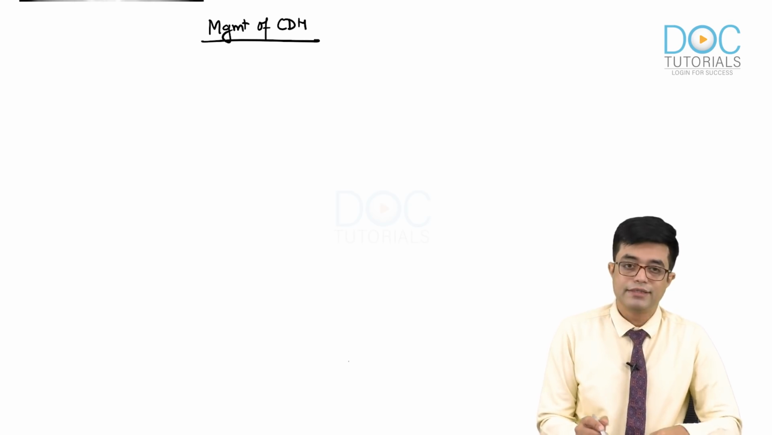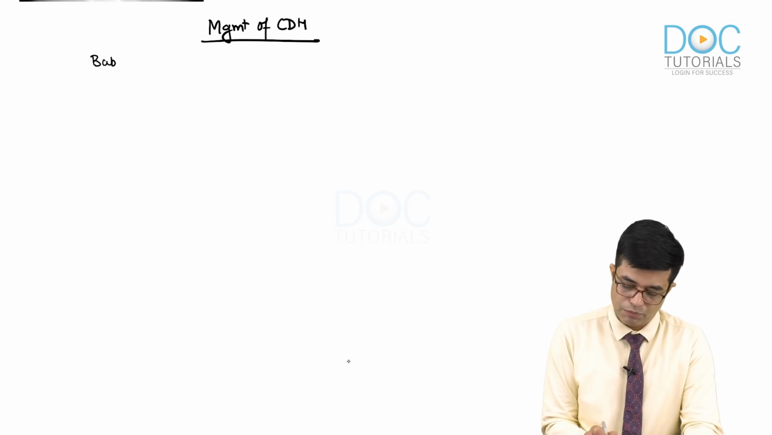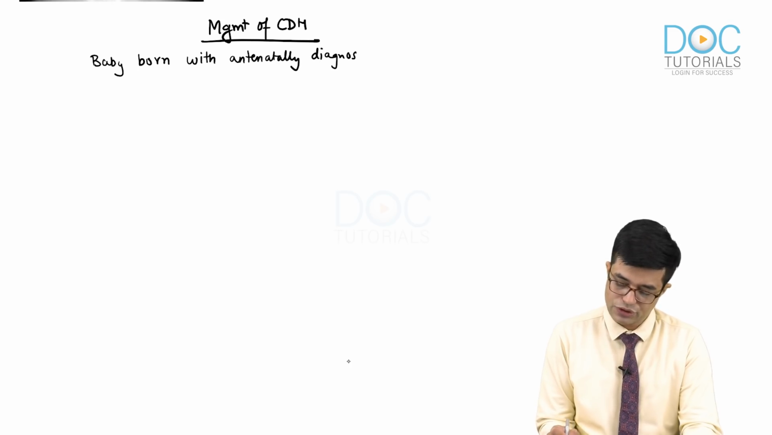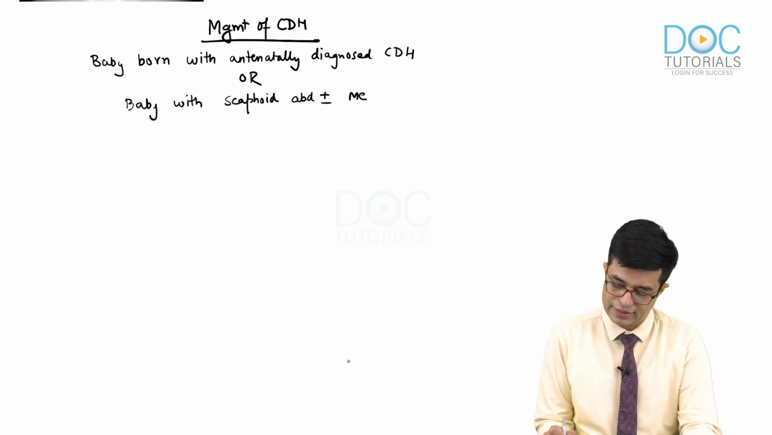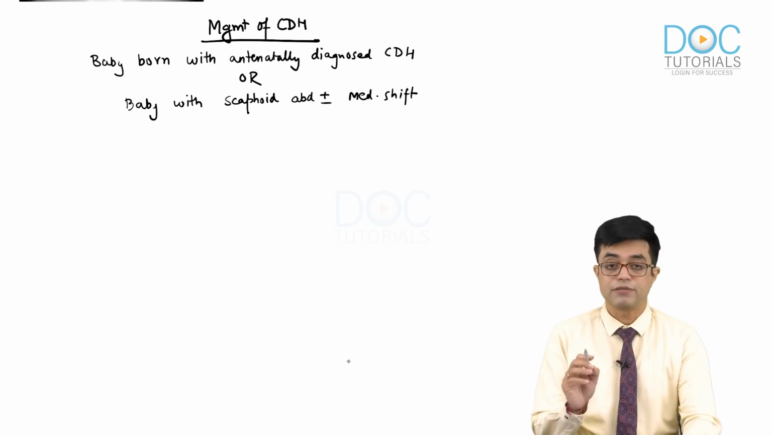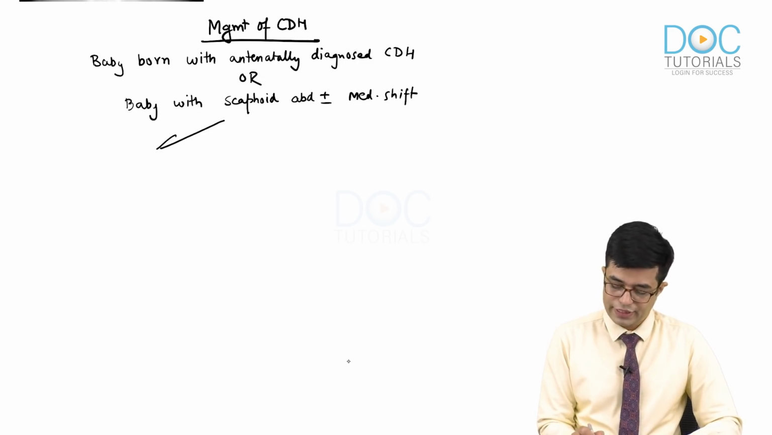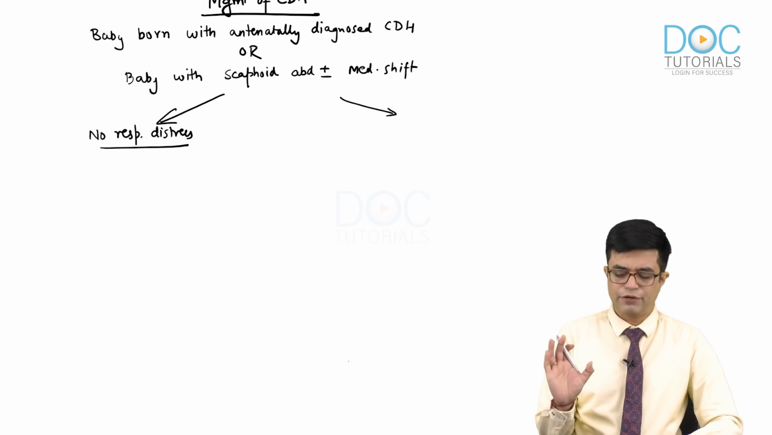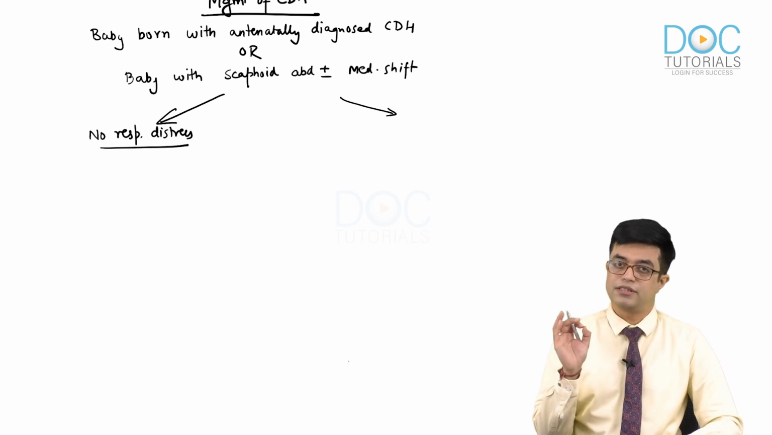So, whenever there is a baby who is born with antenatally diagnosed CDH, or there is a baby with scaphoid abdomen with or without mediastinal shift, you will suspect congenital diaphragmatic hernia. So, there can be two possibilities here. If there is no respiratory distress in the patient, if the question says just a child with scaphoid abdomen and nothing else, no respiratory distress, distress is not yet started.